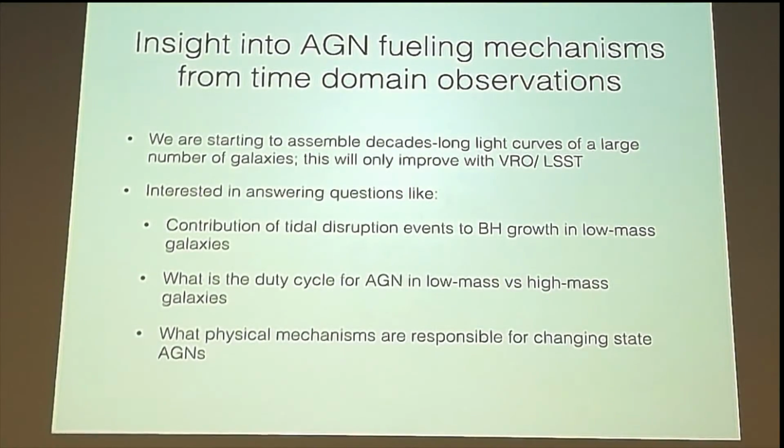And explore things like, is AGN growth in low mass galaxies contributed to more by things like tidal disruption events, where you get a star that happens to wander too close to the black hole and gets disrupted, or more typical AGN fueling like in higher mass galaxies, and explore the physical mechanisms that are responsible for these changing-state AGN.